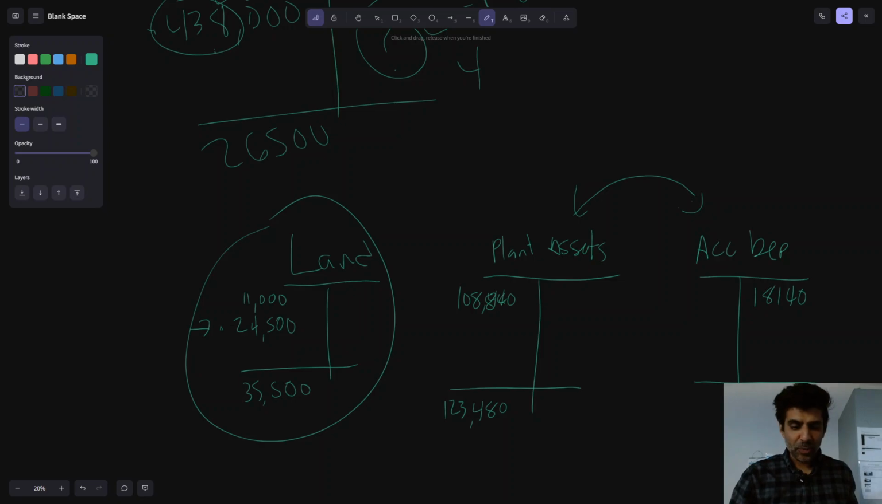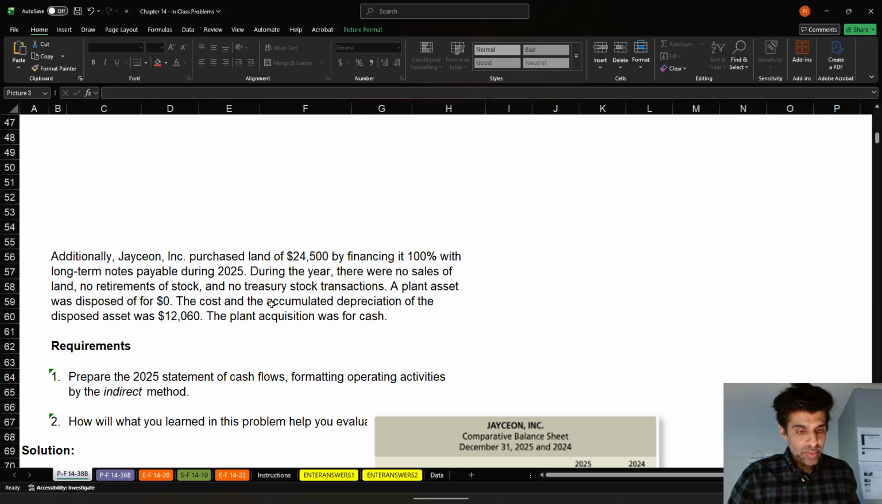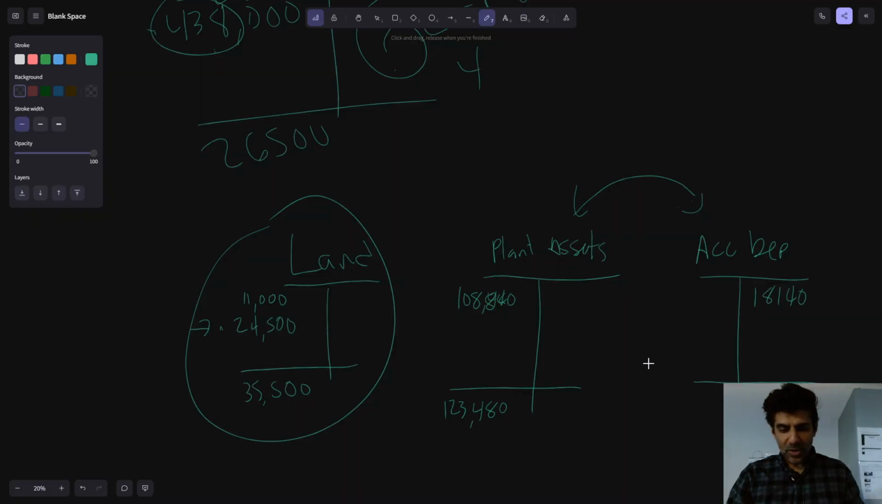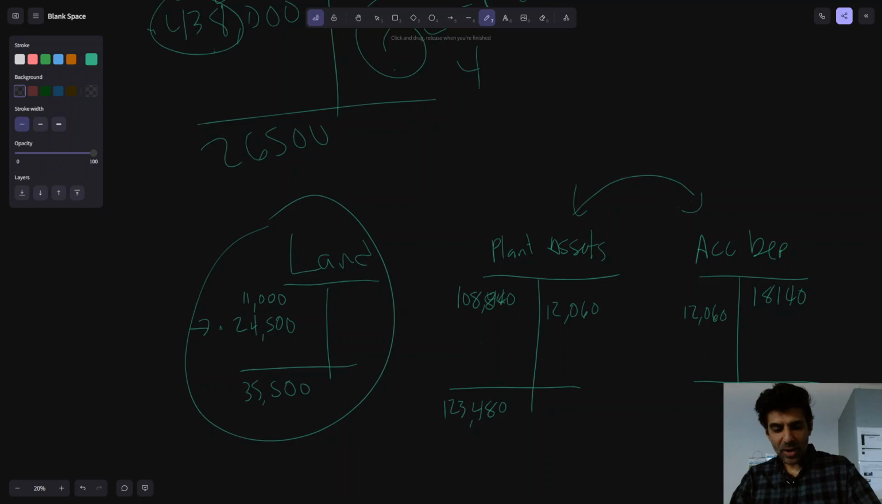Okay, so now we can just turn to these two. We were told that there was one disposition. The cost and accumulated depreciation of the disposed asset was $12,060. So I know that there was a credit of $12,060 here and also a debit of 12,060 here. Now we have to figure out how much was acquired, because if we just did this minus this, we don't get to this ending balance. The math would give us x plus this minus this equals this.